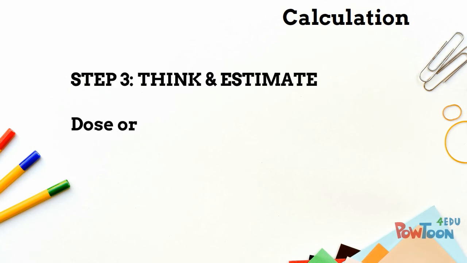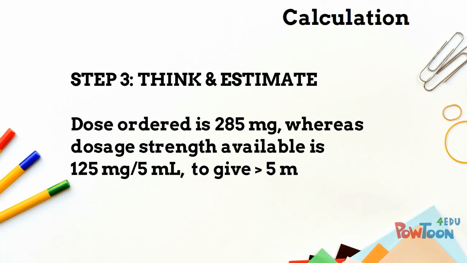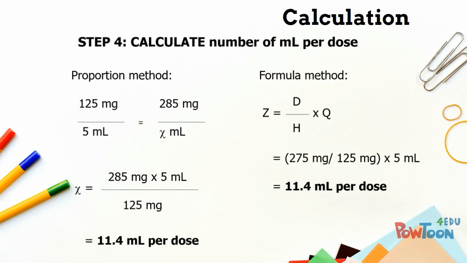We now bear in mind that the dose ordered is 285 mg, whereas the dosage strength available is 125 mg per 5 ml. Therefore, more than 5 ml will be supplied. We can calculate by using proportion or formula methods. For example, in the proportion method, in 5 ml you have 125 mg. So to get 285 mg, how many ml are required? By using 285 times 5 divided by 125, we get 11.4 ml.